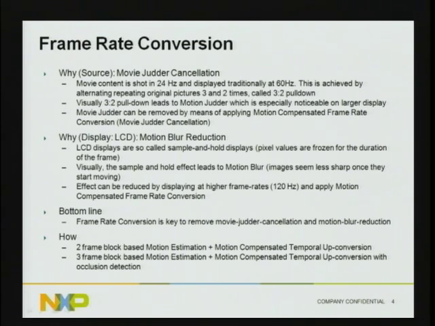I think if you have a larger display, this is very visibly pronounced. Also for that one, you can reduce that motion blur significantly by going to higher frame rates. And what you see in the market these days already is that many HD TVs are offering so-called 120 hertz frame rate solutions, where the missing pictures are interpolated by, again, a frame rate converter that operates in a motion compensated way. So basically, two reasons why frame rate conversion by itself can be differentiating and why it's interesting for our customers to have that in their TVs.